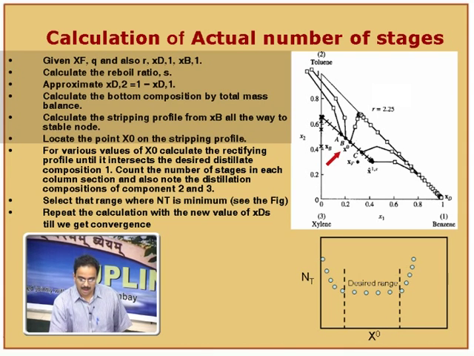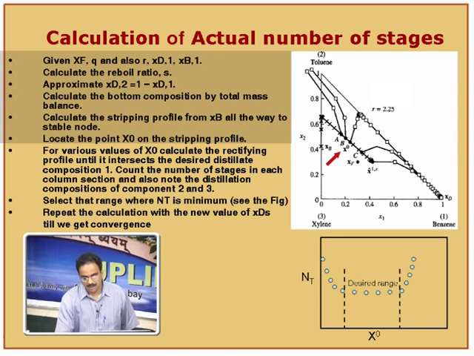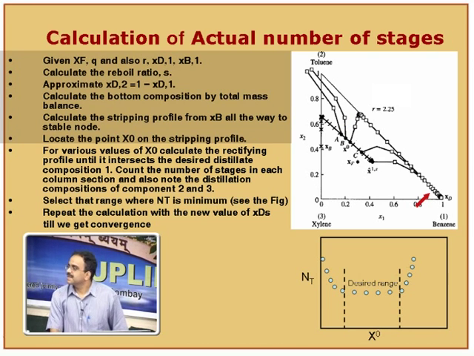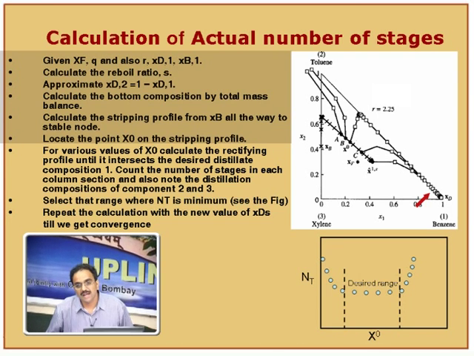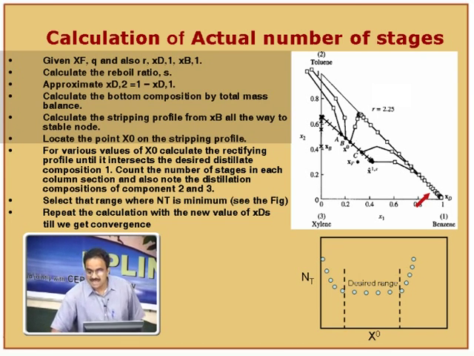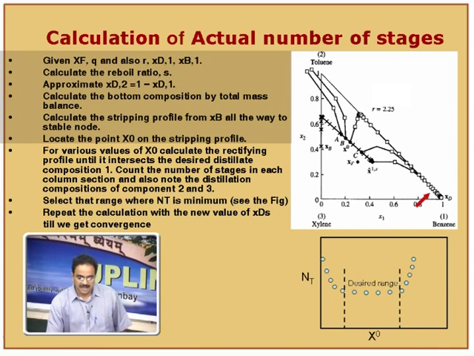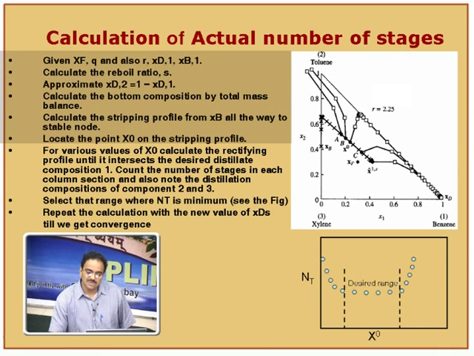What happens? Now it goes very close to the saddle of rectifying section profile and then moves in this direction, right, which is what I want, okay, because my xd is lying here. My rectifying section profile, if solved in opposite direction, should meet my xd, and this is what is happening at this particular point. What happens later?